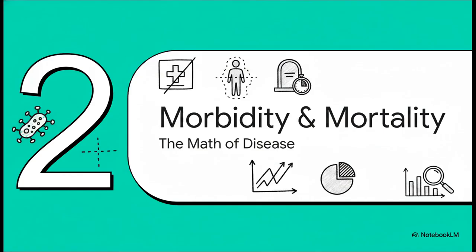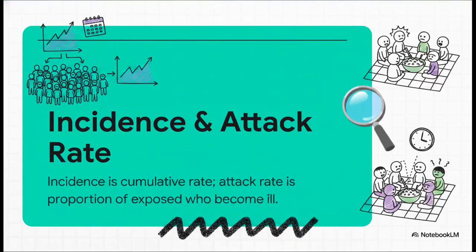Moving right along to Section 2, Measuring Morbidity and Mortality, basically the math of disease. Okay, grab your mental highlighters for this one. Both of these concepts deal with new cases, but they are absolutely not the same thing. Incidence proportion is your general measure of new cases over time for a whole population. But the attack rate is highly specific to a group that was exposed during an outbreak, like, say, everyone who ate the exact same questionable potato salad at a summer picnic. Identifying that specific exposure element is a massive differentiator for your exam.